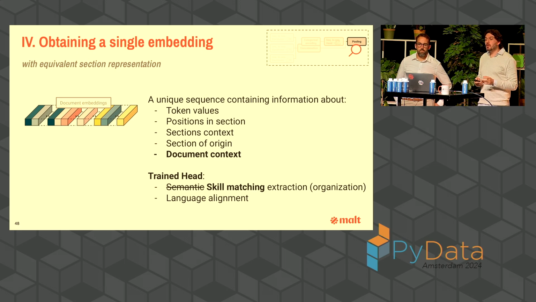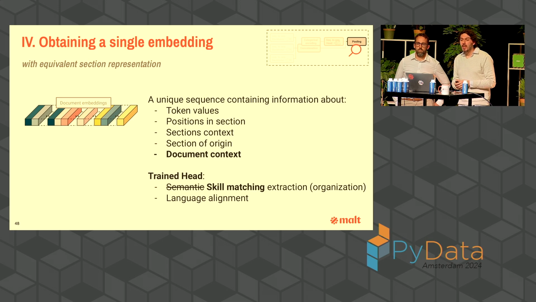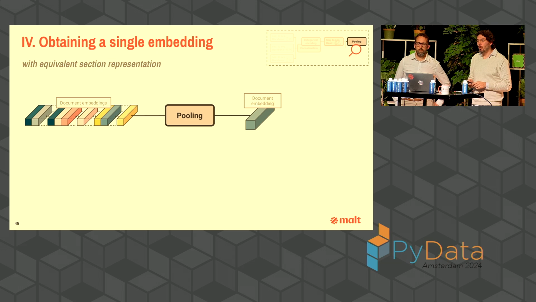And each of the tokens also contains a bit of the document context due to the attention mechanism. So now there is one last thing that we need to do. We need to move from a sequence to a unique embedding. Well, we can just use a pooling operator.